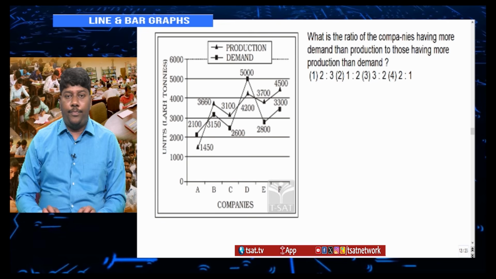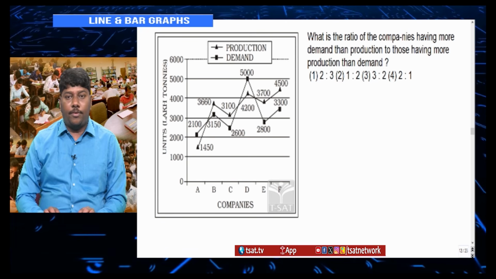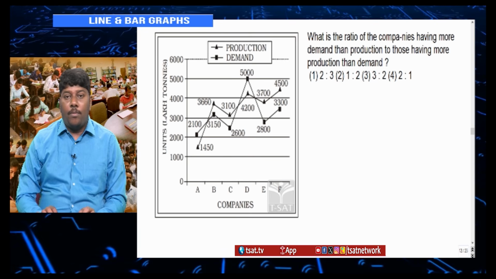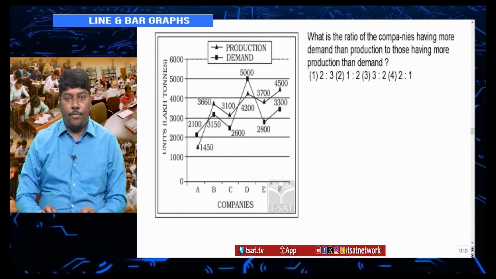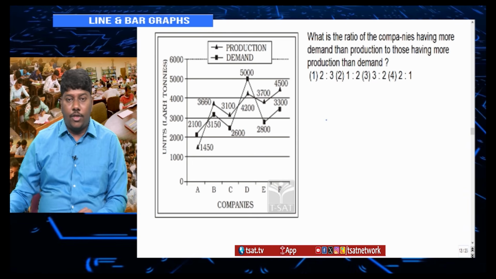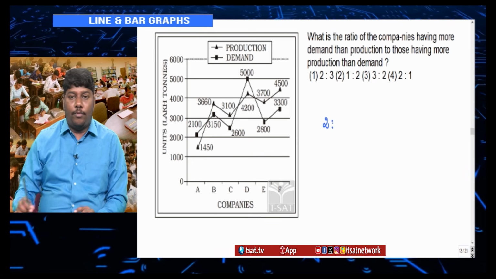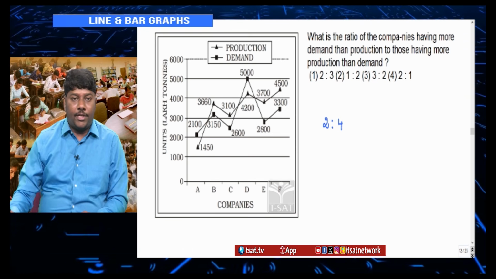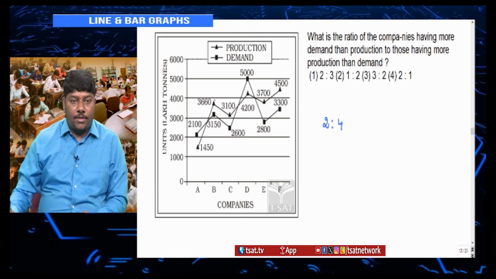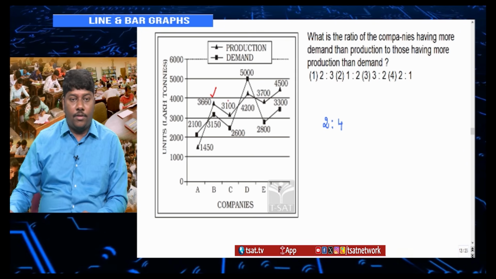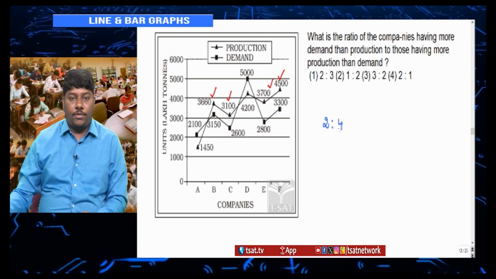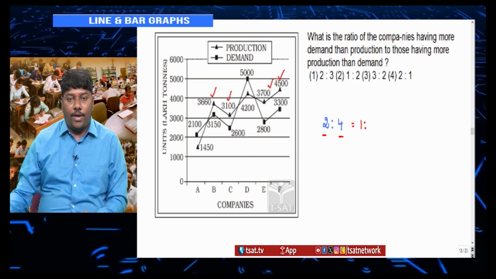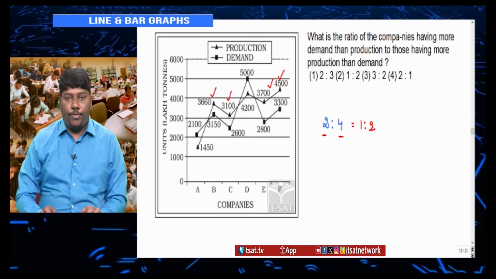What is the ratio of companies having more demand than production to those having more production than demand? See, we have seen more demand than production. More demand than production means the negative values we got. There are 2 negative values. And more production than demand, there are 4. See, for more production than demand, just the triangle should be higher than the square. 1, 2, 3, 4. So these are 4 companies, the rest are 2 companies where demand is more. Therefore, what is the ratio? 1:2 here.